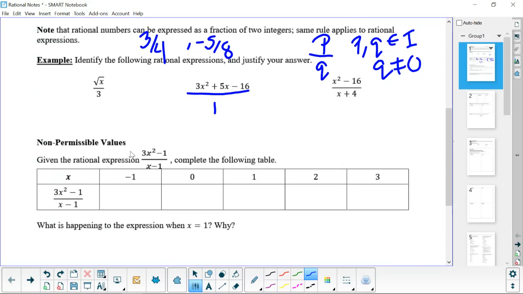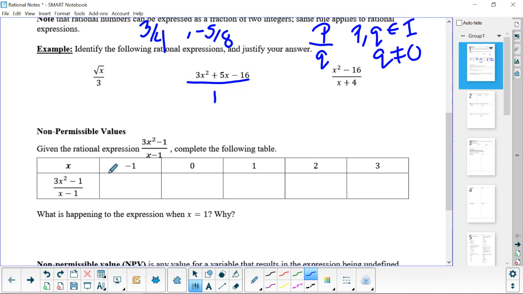Now we're going to talk about non-permissible values. Before I talk about non-permissible values, I will evaluate this expression by plugging in different values of x. Let's complete this table. When you plug x equal to -1 in this expression, your answer will be -1. When you plug x equal to 0, your answer will be 1. And when you plug x equal to 1 here, your denominator will be 0, so your expression is undefined.